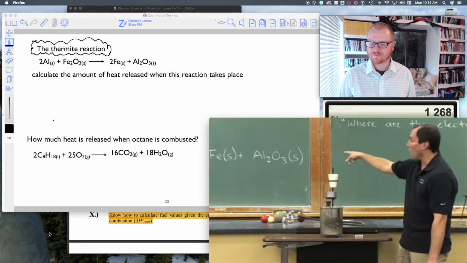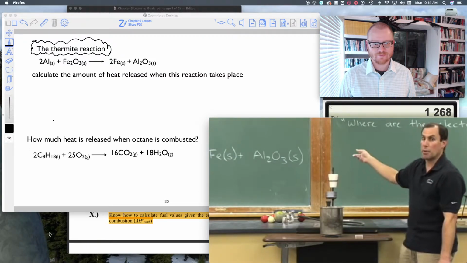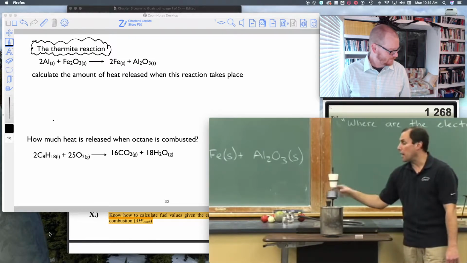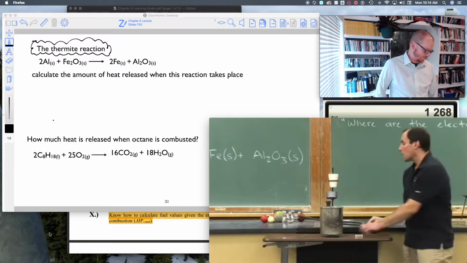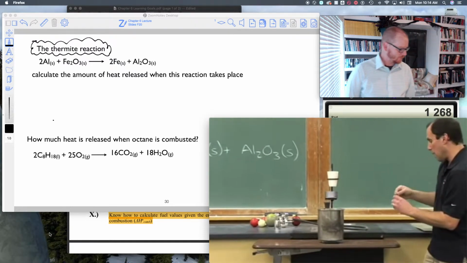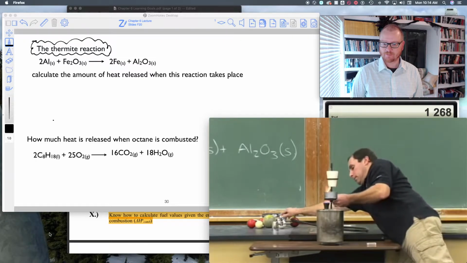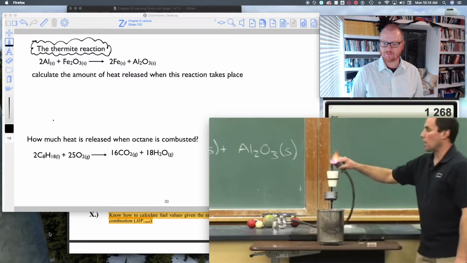Our products are going to be iron, solid, and some aluminum oxide. The temperature that we reach is going to be hot enough to melt the iron product that we make. So let me get this started. I'm going to light a little Bunsen burner here and light the sparkler. So at the beginning, you'll know that it's just sparks.